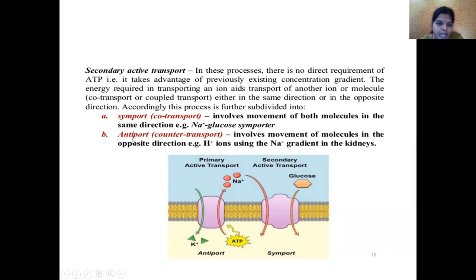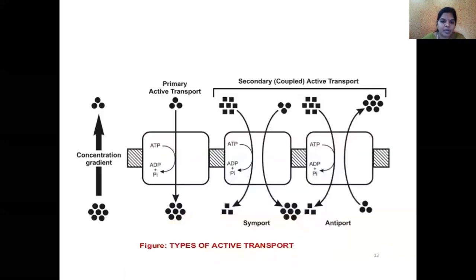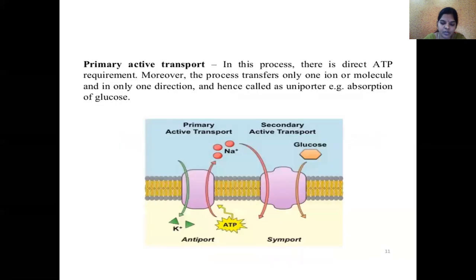Next, antiport, counter transport, involves movement of molecules in opposite directions. An example is H plus ions using the Na plus gradient in the kidneys. See, this is K plus ions, it is going down, and in case of sodium ions, it is going up. So these are showing opposite directions. The ions will be moving in opposite directions, right? So this is about primary and secondary active transports.